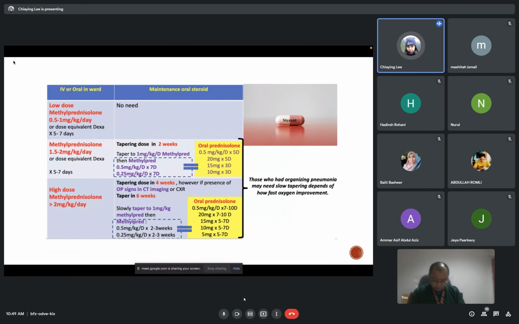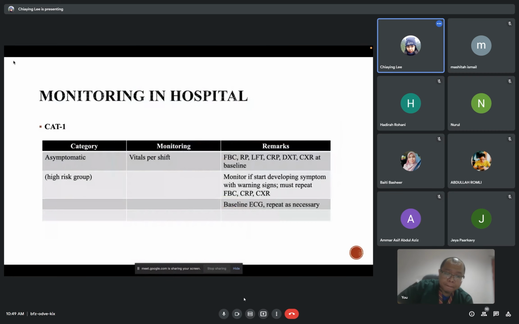And this is another table showing the usual dosage for you to taper the dose over the weeks depending on the patient's condition. Okay, so monitoring in hospital, Cat 1 patient, if they are asymptomatic but in your high risk group, we can take baseline blood and do a baseline X-ray with ECG and monitor. If they start to develop symptoms with warning signs, then you repeat as necessary.